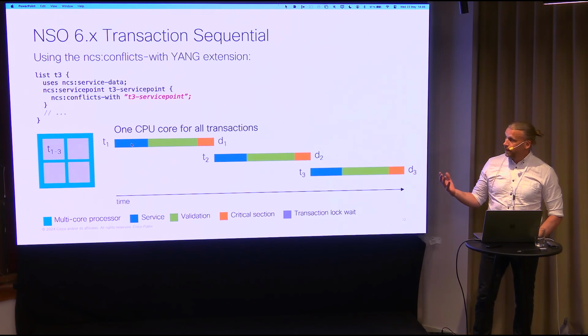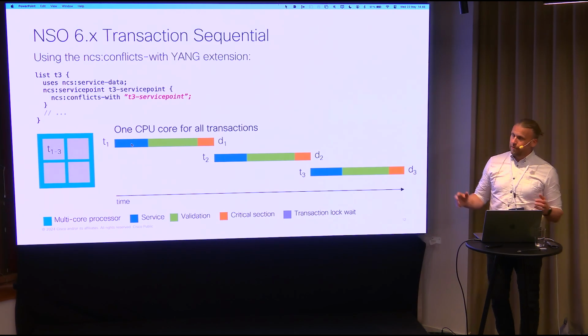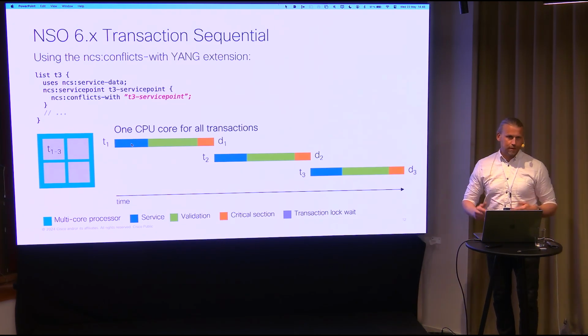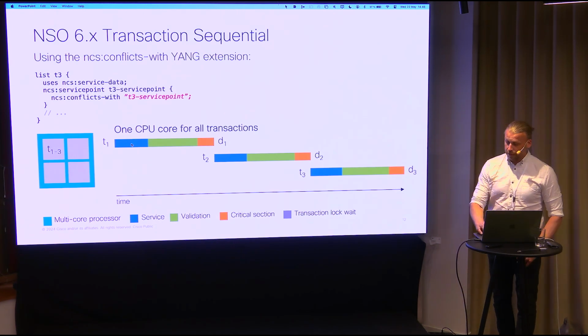You can also use this conflicts-with extension to say, okay, this service conflicts with this other service. You can have multiple conflicts-with statements here to make sure that this service should not run when this service is running or something like that. And this third service may not run if this is running either.